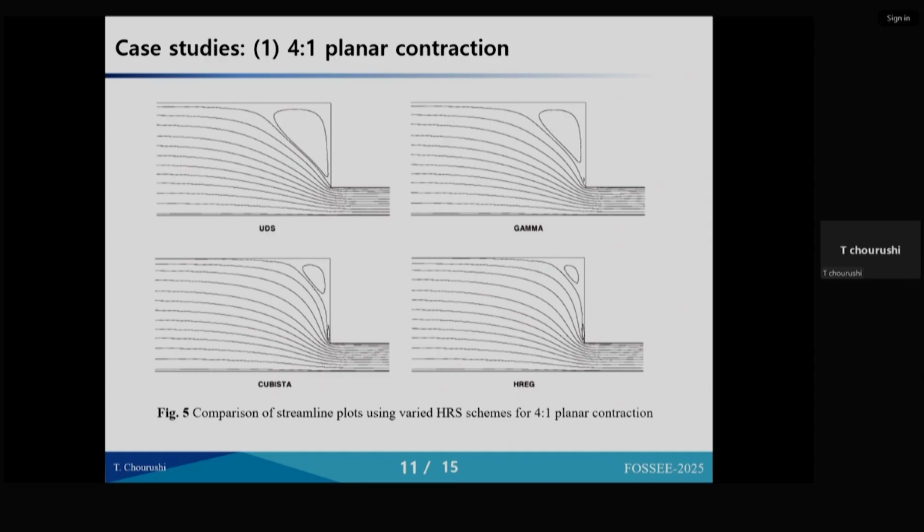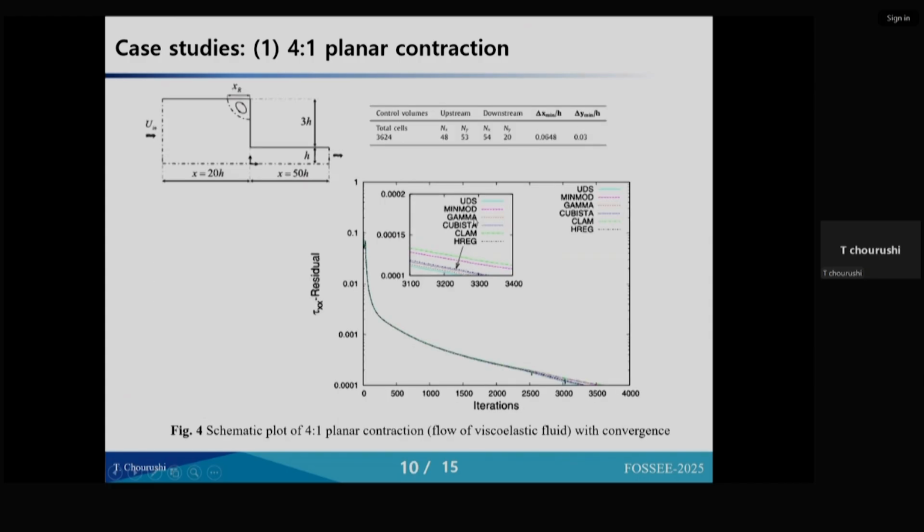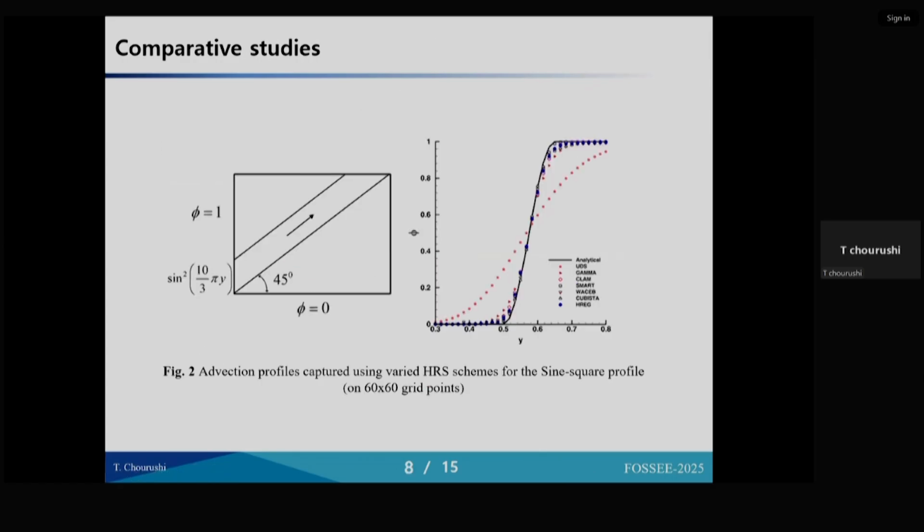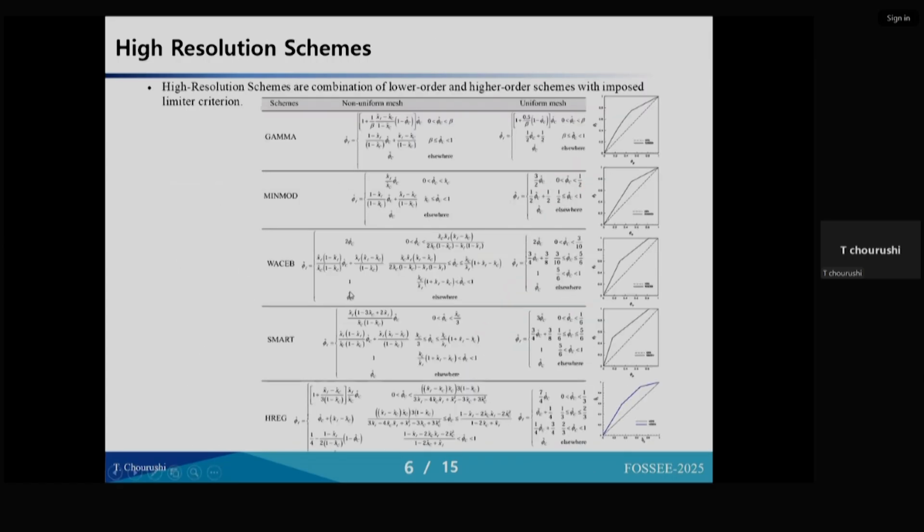So this is the application wherein people go for a high resolution scheme. If you see here, I compared different schemes, and it was seen that the Cubista and REG schemes were actually closer to the experiment. The other schemes, SMART and Vasev, I have shown here.